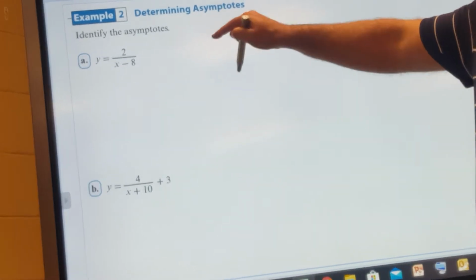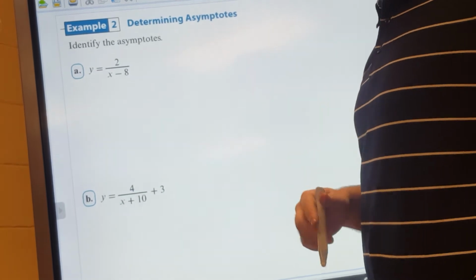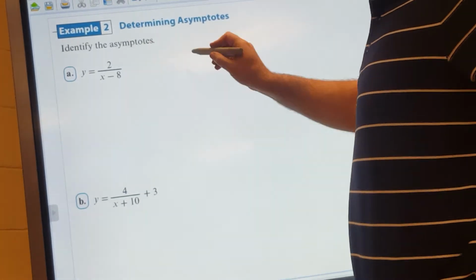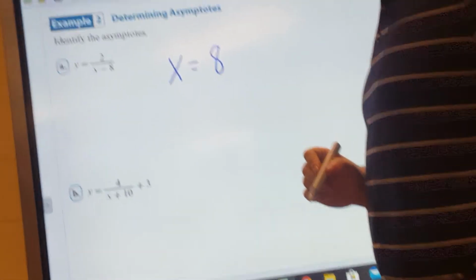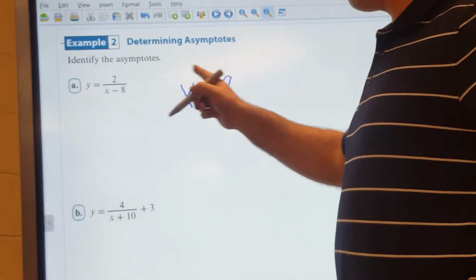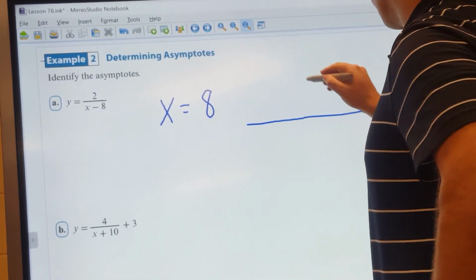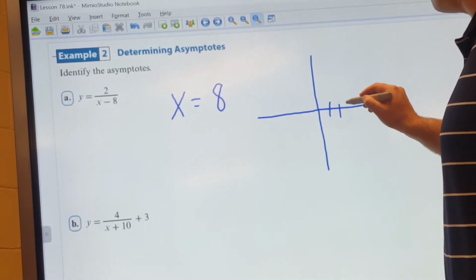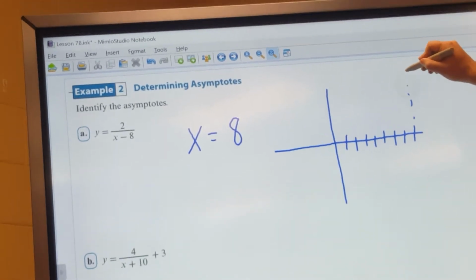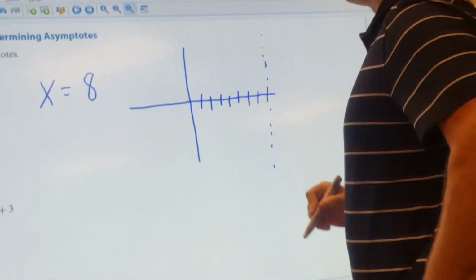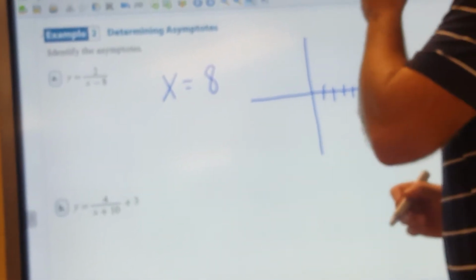Now, just like before, it says determine the asymptotes. Asymptotes happen where the excluded values are. So when you have x minus 8, what value will make that 0? Well, x equals 8 will make that value 0, or undefined. That is the value of the asymptote. If we were to graph it, we'd go over 1, 2, 3, 4, 5, 6, 7, 8. Eight is a vertical line like that, and that's where the asymptote of the graph would be, where it's undefined.